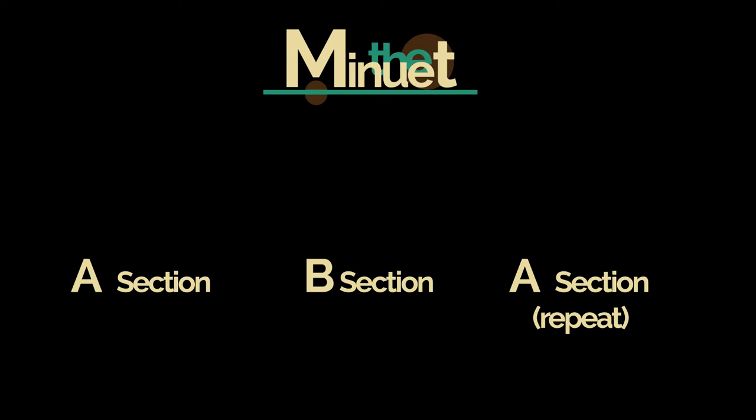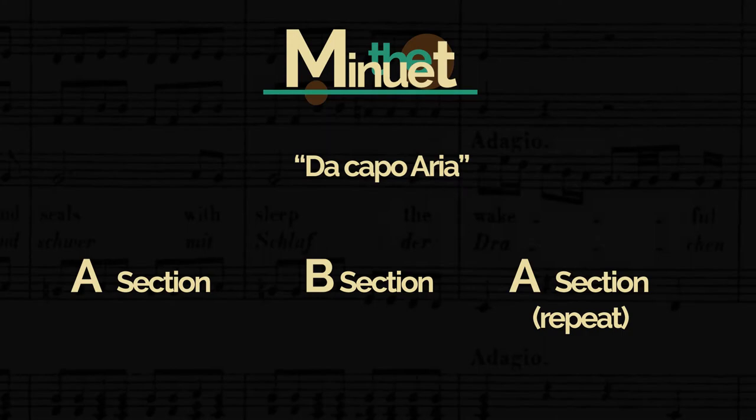But this became known as the da capo aria, because composers wouldn't bother to write out the music for that repeat of the opening section, instead just writing the words da capo at the end of the second contrasting section, which tells the performers, you're not done yet. Go back to the beginning and do that whole first part again.